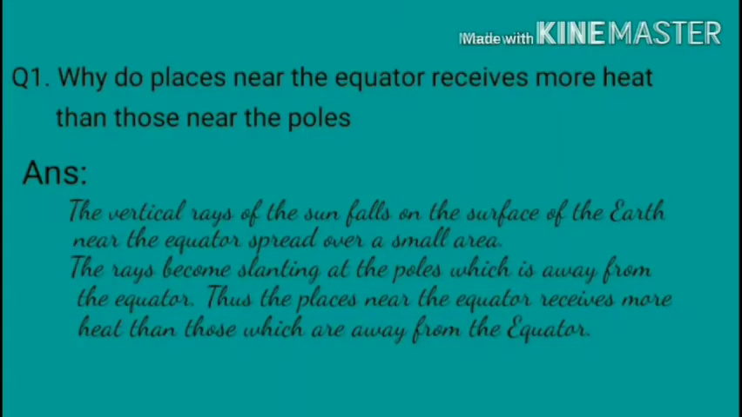Question 1. Why do places near the equator receive more heat than those near the poles? Answer. The vertical rays of the sun fall on the surface of the earth near the equator and spread over a small area. The rays become slanting at the poles, which are away from the equator. Thus, the places near the equator receive more heat than those which are away from the equator.